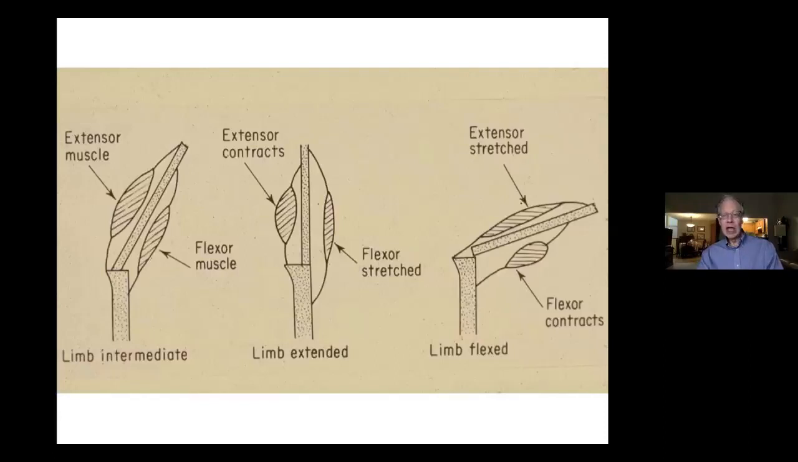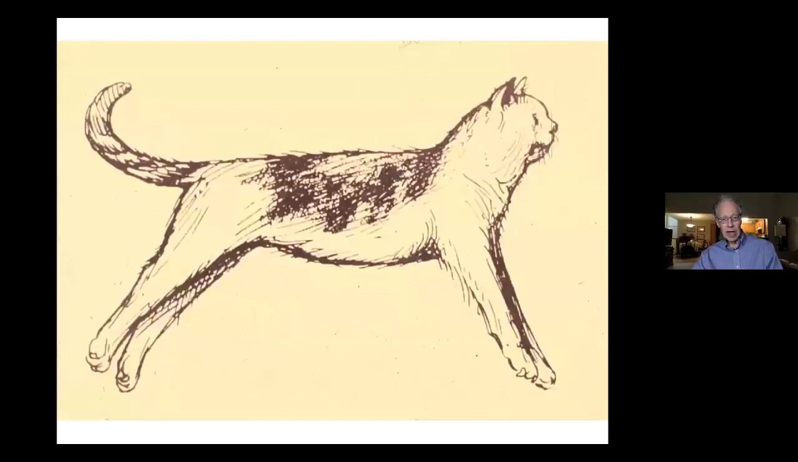So if you happen to have a cat that had a stroke, it would look like this. It would look like a stuffed cat in which all four limbs are rigidly extended. Because a cat has four legs.